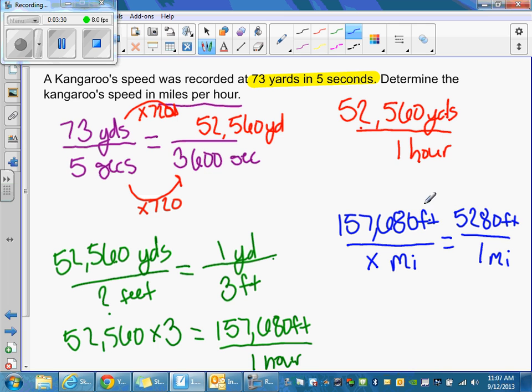So if I divide these two numbers here, I get 29.8. I'm going to go ahead and round this and say that my kangaroo hops about 30 miles per hour for 1 hour. That's a lot of hopping.